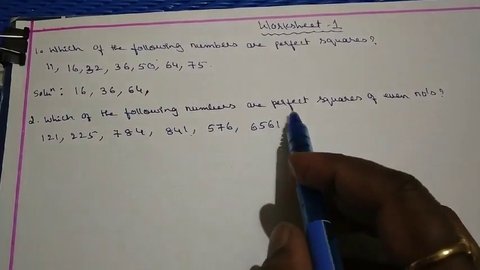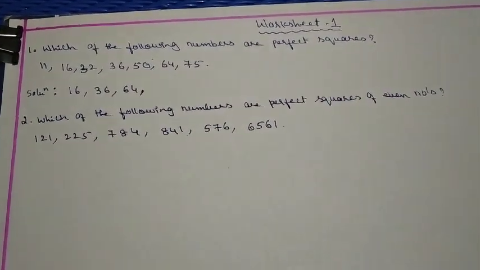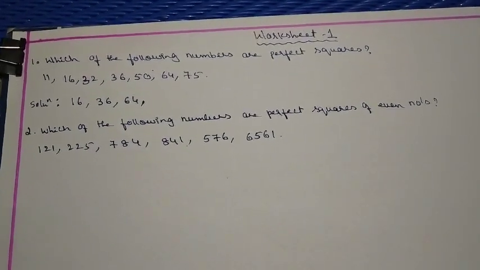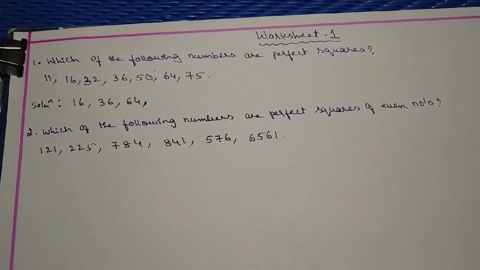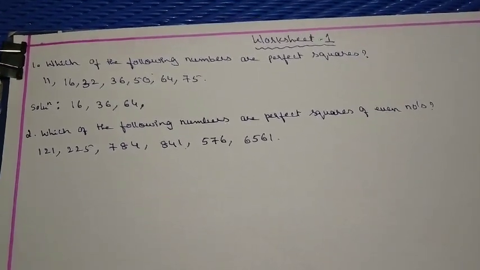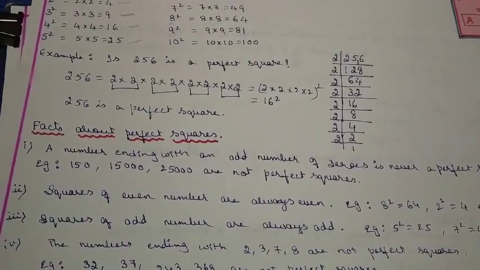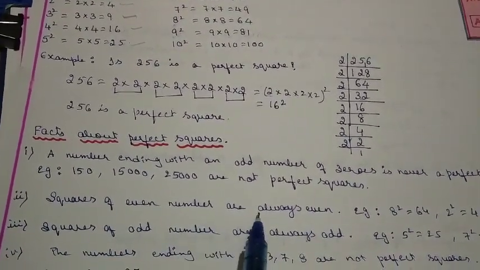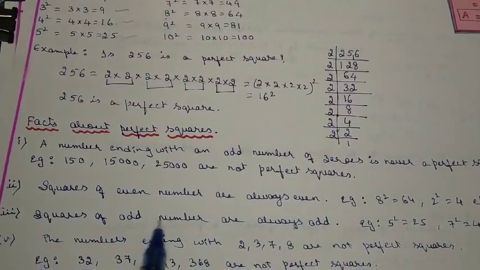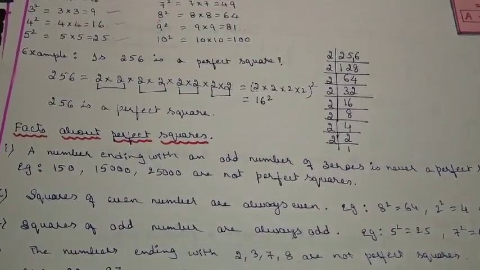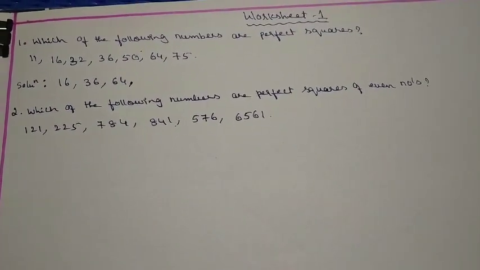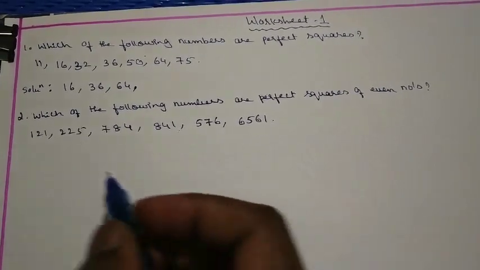Which of the following numbers are perfect squares of even numbers? In the question, it says that the given numbers are perfect squares, but among them we need to identify the perfect squares of even numbers. In fact, we have learnt that the squares of even numbers are always even and the squares of odd numbers are always odd.